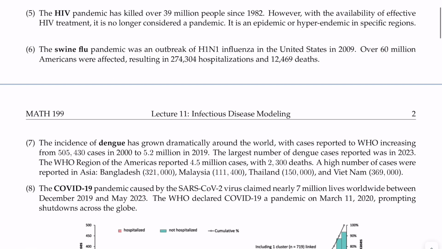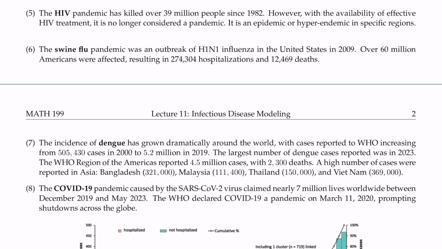The incidence of dengue fever has grown dramatically around the world, with cases reported to WHO increasing from more than 500,000 cases in 2000 to 5.2 million in 2019. The largest number of dengue cases reported was in 2023. The WHO region of the Americas reported 4.5 million cases with 2,300 deaths. A high number of cases were reported in Asia, specifically in Bangladesh of 321,000 cases, Malaysia of more than 100,000 cases, Thailand of 150,000 cases, and Vietnam with 369,000 cases.